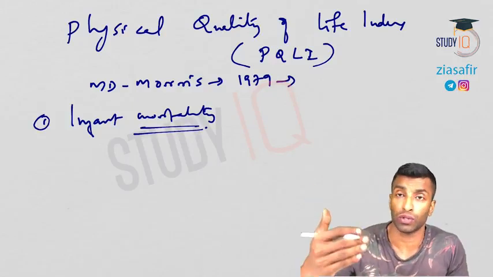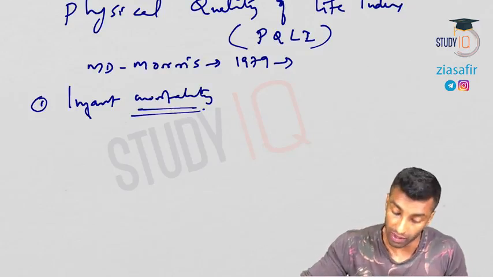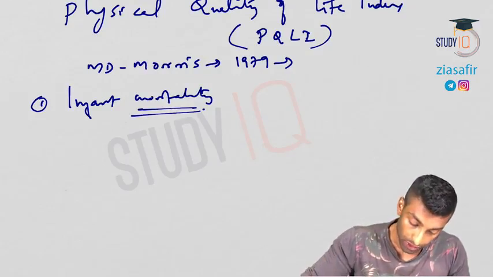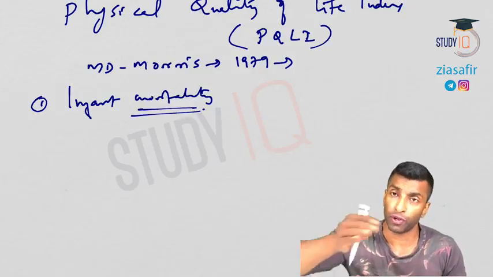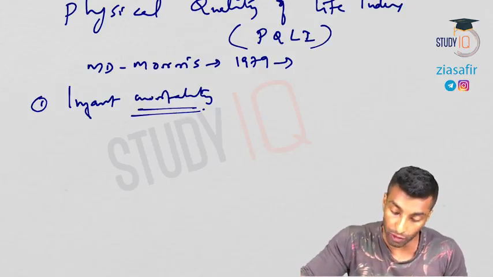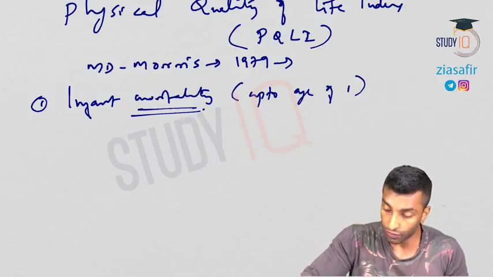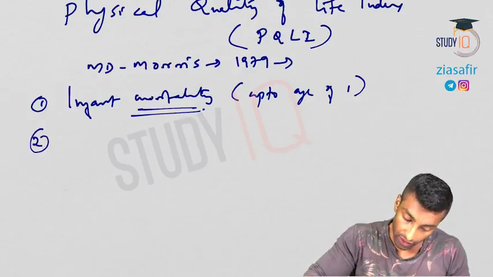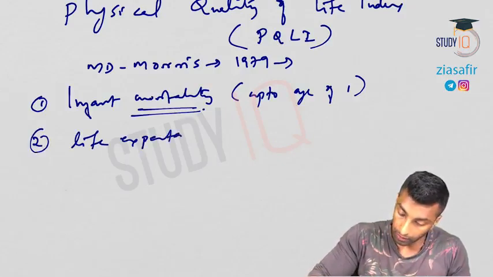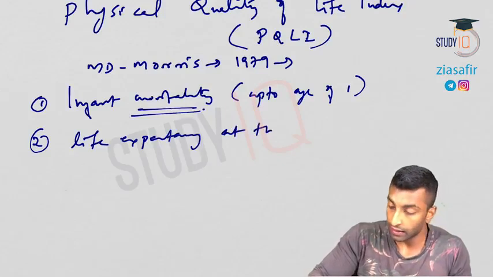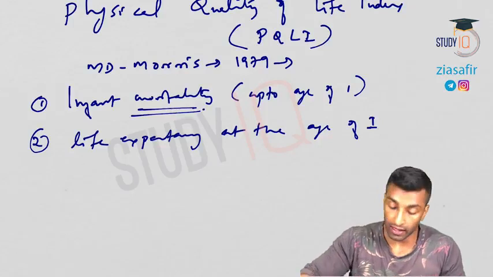You already know, out of 1,000 births, how many children are expected to die. Okay, how many die out of 1,000 live births before the age of 1. Okay, so infant mortality up to the age of 1. Second one, life expectancy at the age of 1.